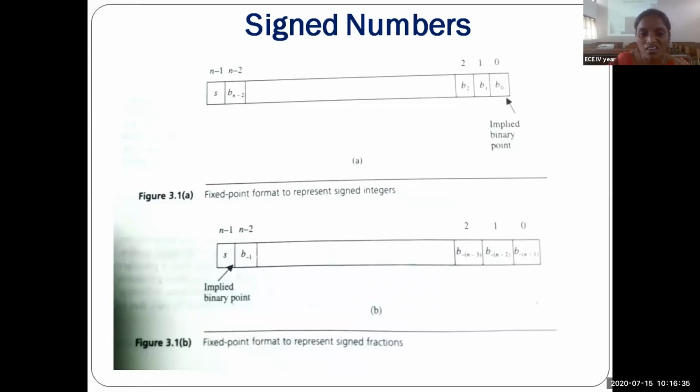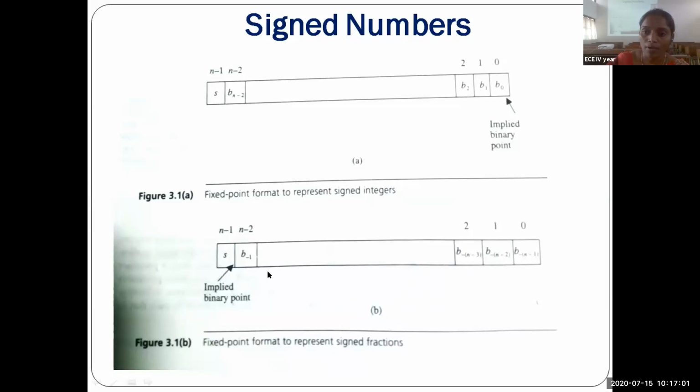1 by 2 is nothing but 0.5, or not? 0.5 plus second term is 0, 0 into something is 0. So 0.5 plus 0 plus 1 into 2 power minus 3. 2 power minus 3 is nothing but 1 by 8. 1 by 8 value is 0.125. 0.5 plus 0.125 is 0.625, okay? This is how, after knowing the binary, you get the decimal value.